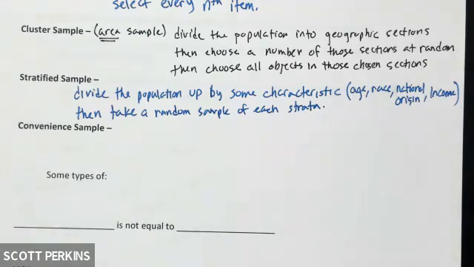This last one, probably you would know this from the word. This last one's an example of a bad sampling technique. Okay, a convenience sample. And in a convenience sample, you just use data that's easily available.